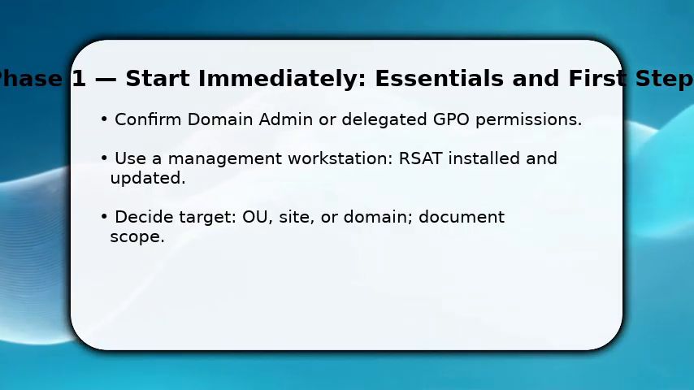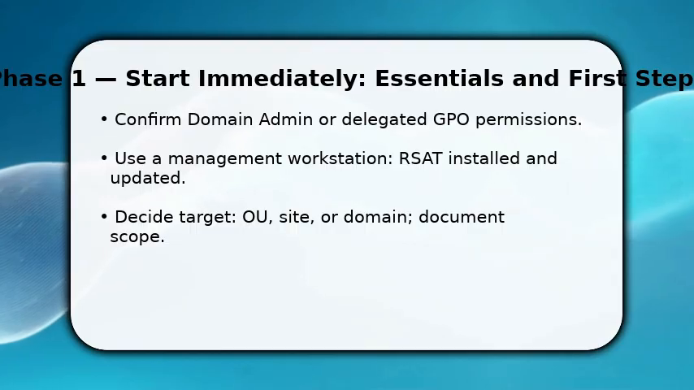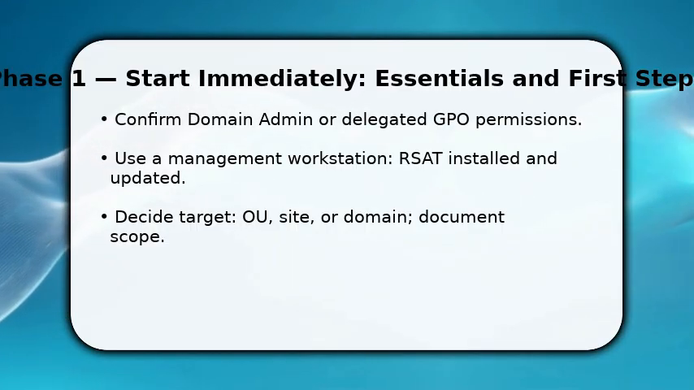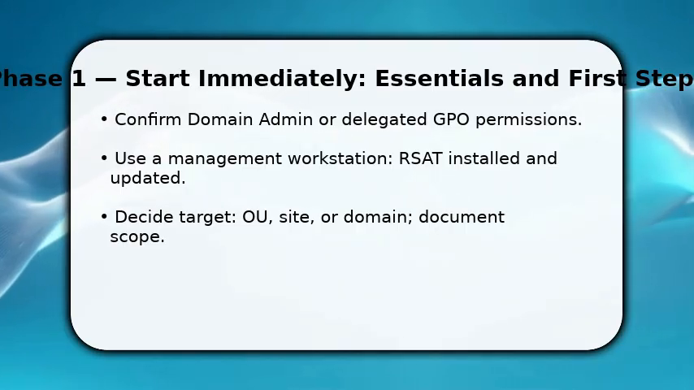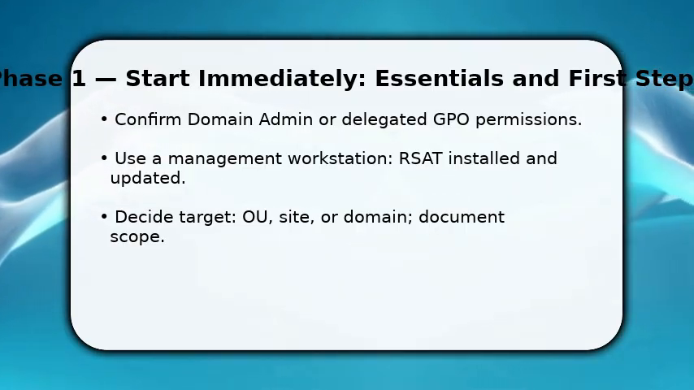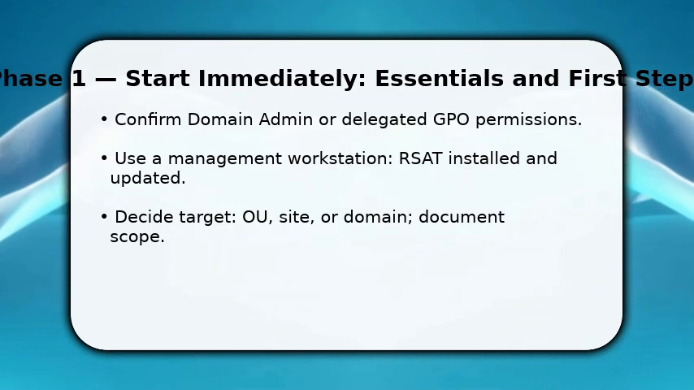policies. Make sure to identify the target container now, an OU, site, or domain, and document the intended scope and inheritance. This prevents later surprises with conflicting settings and gives you a clear deployment plan before you create the GPO.